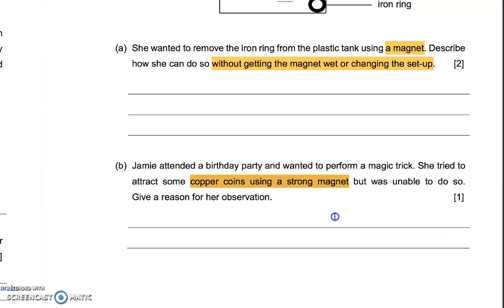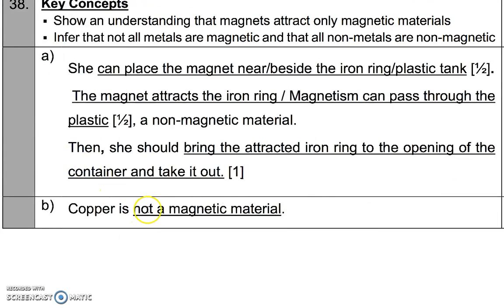So the reason is because of copper. Copper is actually a non-magnetic material. So because it's not magnetic, it's not able to be attracted to the magnet. So copper is a non-magnetic material.